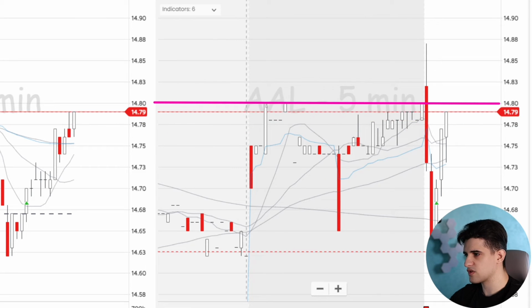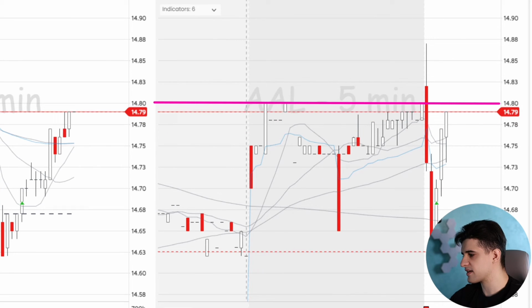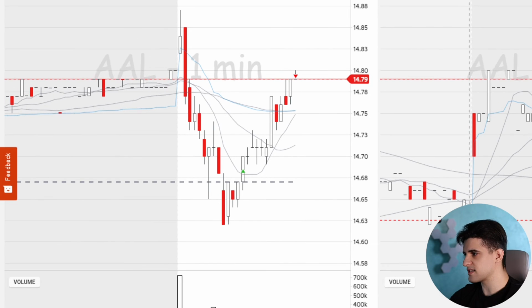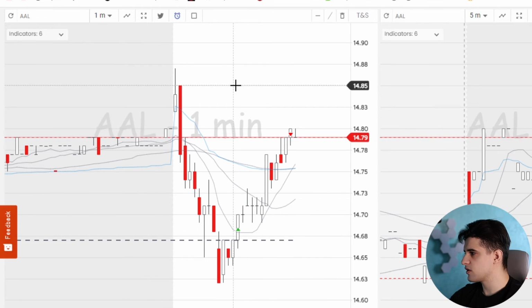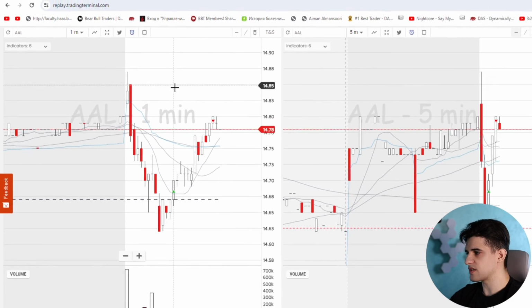It kind of is obvious. It held multiple times in the pre-market around 1480, and the moment the price approaches the 1480, I want to lock in some profits. The second partial will be closer to the high of the day, and then we will be targeting the average true range.